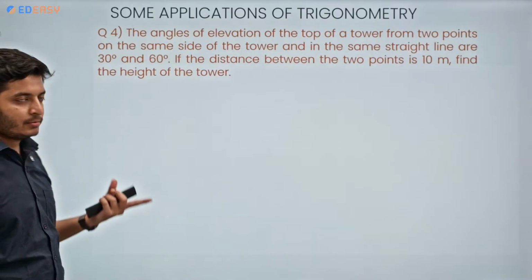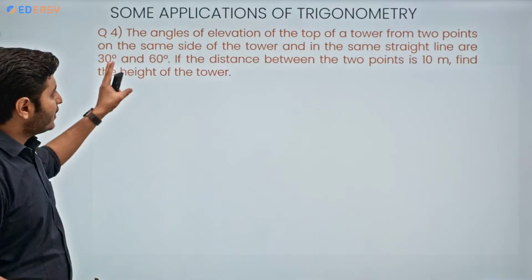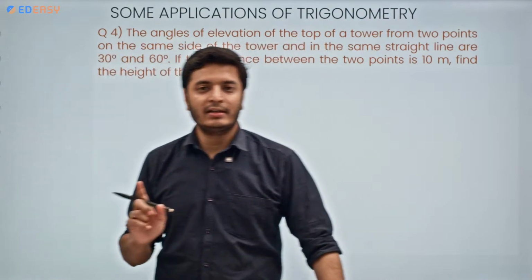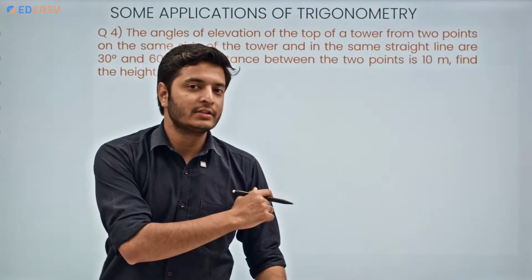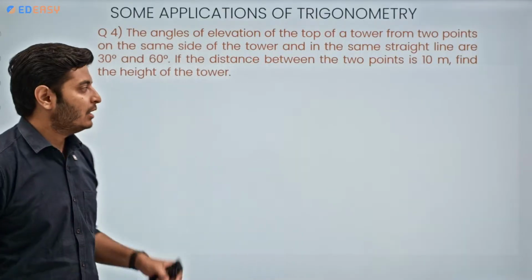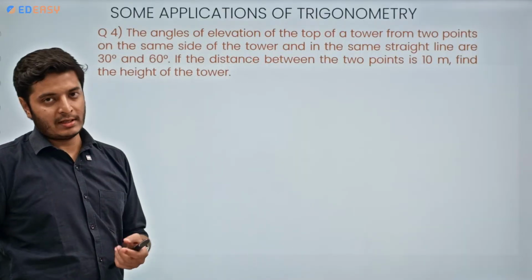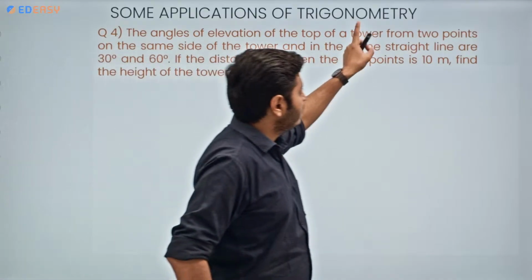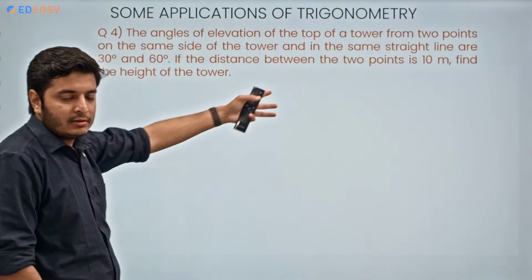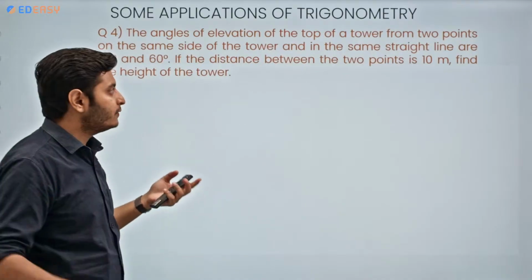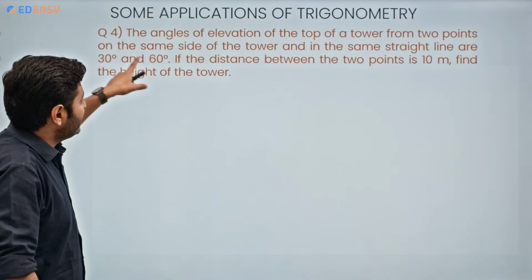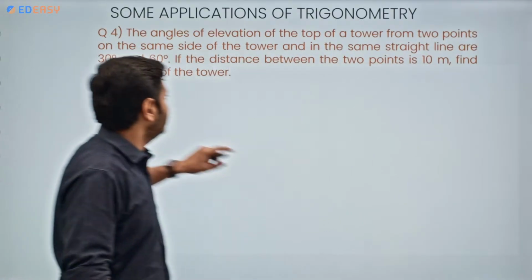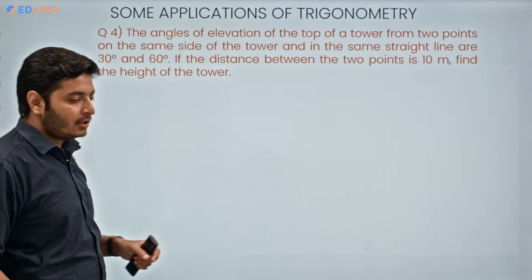Now, fourth problem. The angles of elevation. Now look at the term. Not angle of elevation, angles of elevation. So here we are talking about multiple angles. The angles of elevation of the top of a tower from 2 points, correct? Then only we are having two angles of elevation on the same side of the tower and in the same straight line are 30 degrees and 90 degrees.